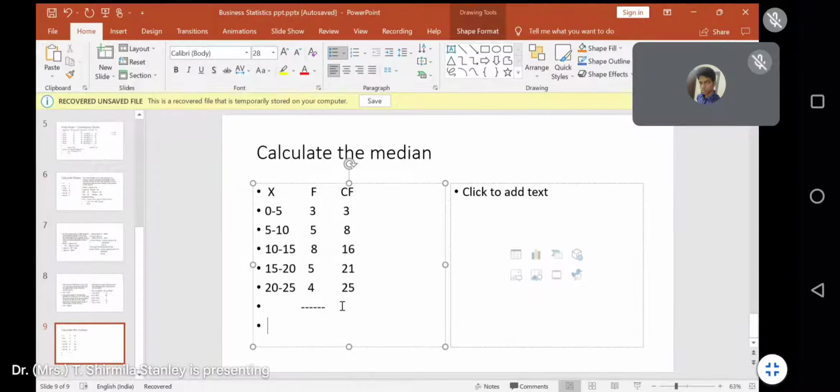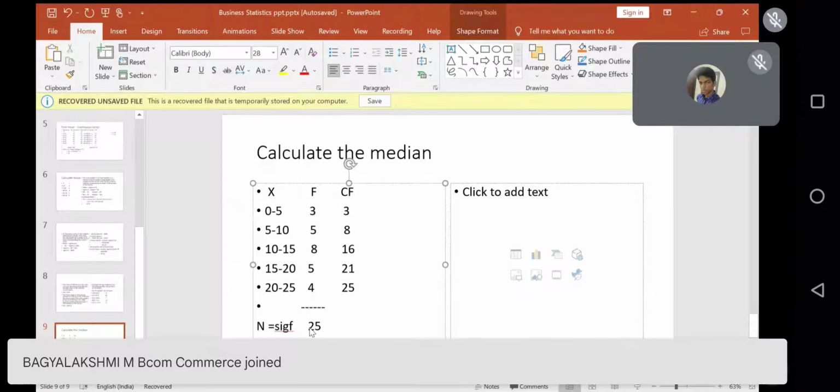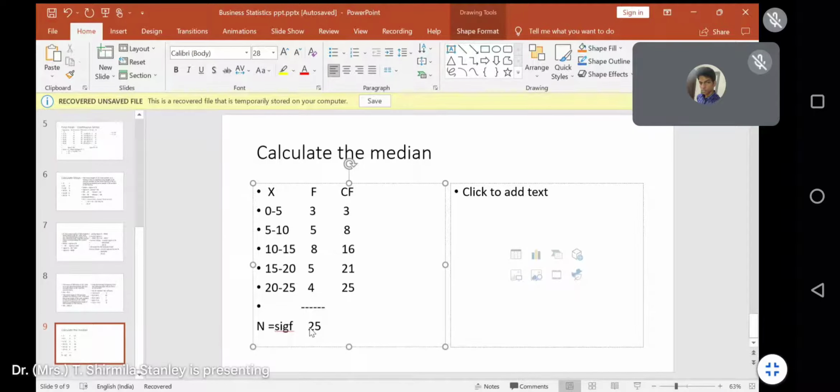What is the next step? N, otherwise referred to as sigma f, which is equal to the total, 25. Okay, how will you locate the median class? What is the formula? Anyone? For locating the median class? Ma'am, n by 2 term, ma'am. Very good. Who said that? Danusha P. Very good.